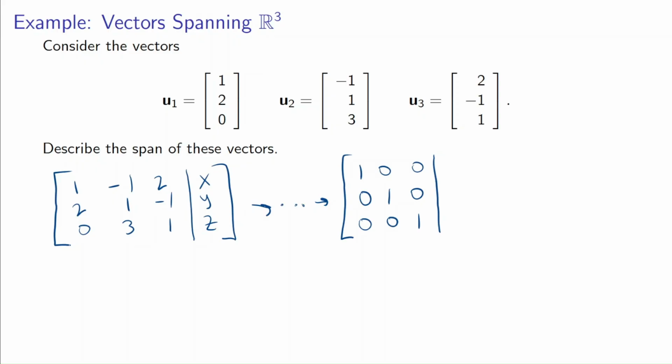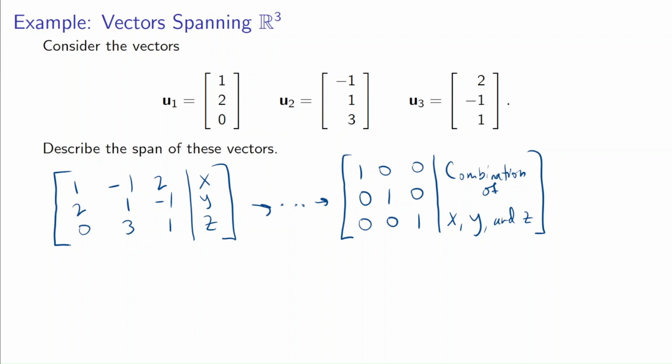And then over on the right of this vertical line, we're going to get some combination of x, y, and z in each of these rows. And if we wanted to figure out specifically what those combinations look like, we would have to go through the row reduction steps.